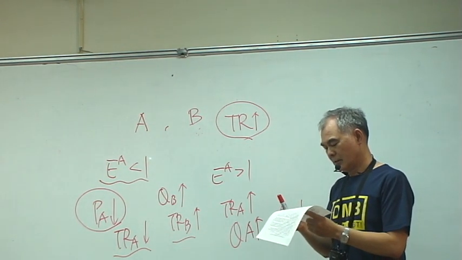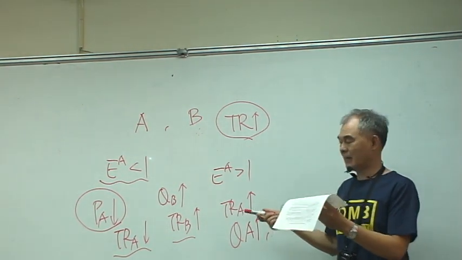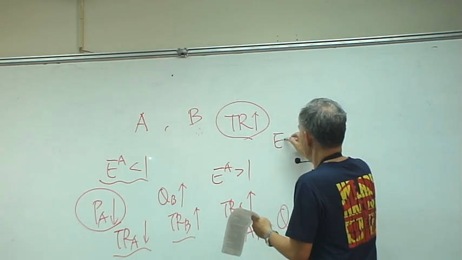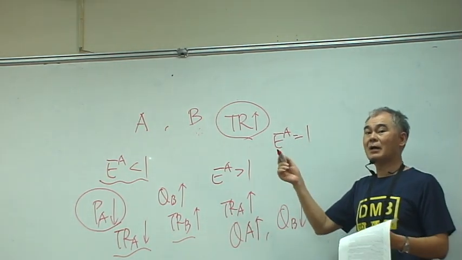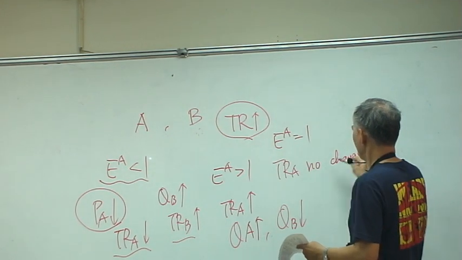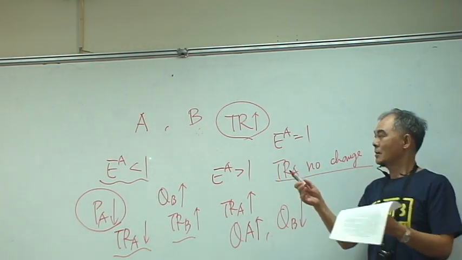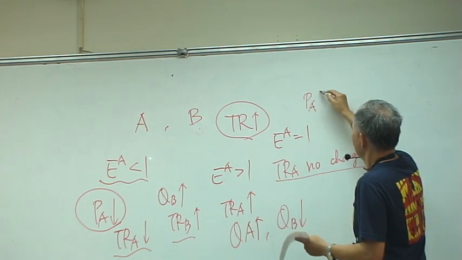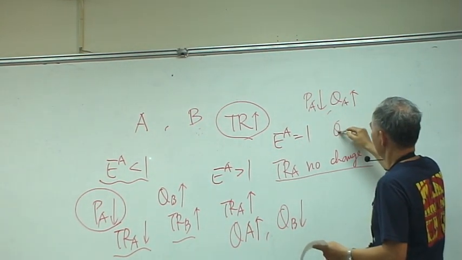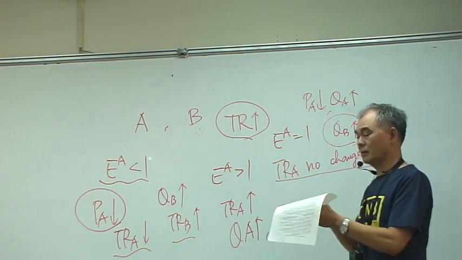And choice D says elasticity is equal to 1, and A and B are complements. What happens here is that because elasticity of A is equal to 1, whether the price goes down or up, total revenue of A will not change. So there's no change for total revenue of A. But what is the relationship between A and B? They are complements. So if the price of A goes down, Q of A will go up, and Q of B will also go up. And so for the B part, total revenue of B will go up. So the answer is D.